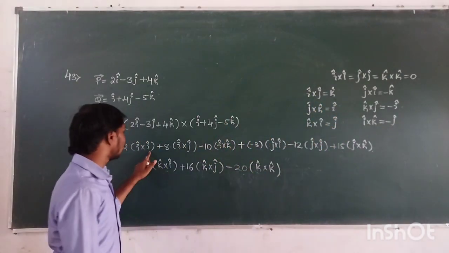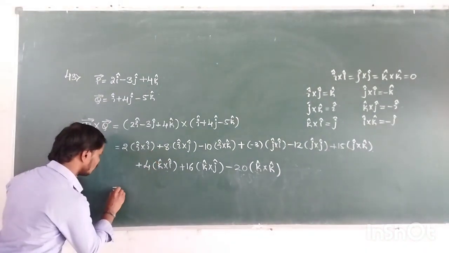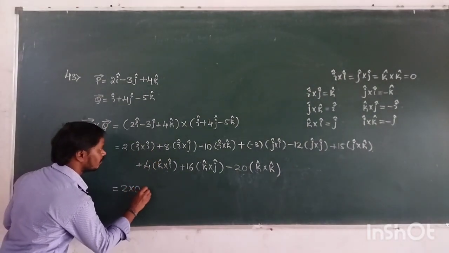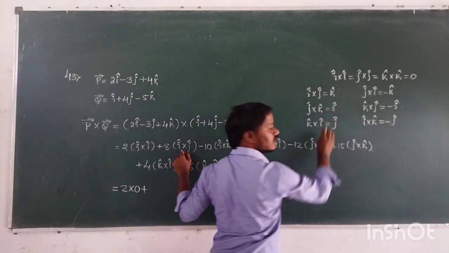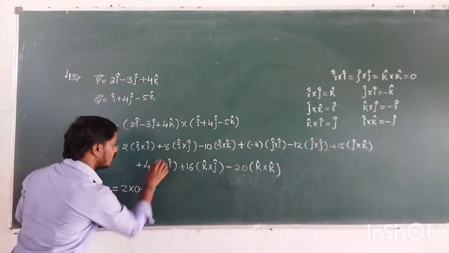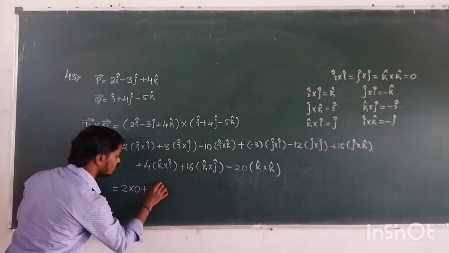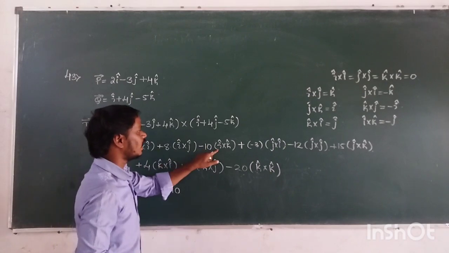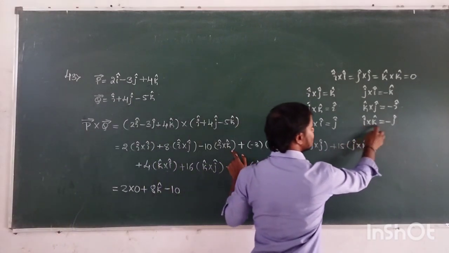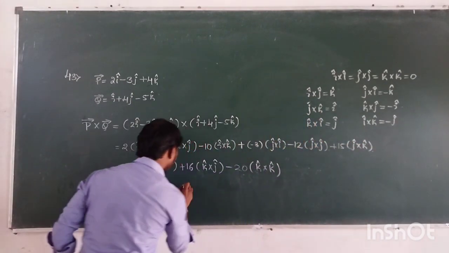So what about i cross i? It is 0, so 2 into 0, plus 8 into i cross j. i cross j is k, so 8 into unit vector k. Then minus 10 into i cross k. i cross k is minus j.